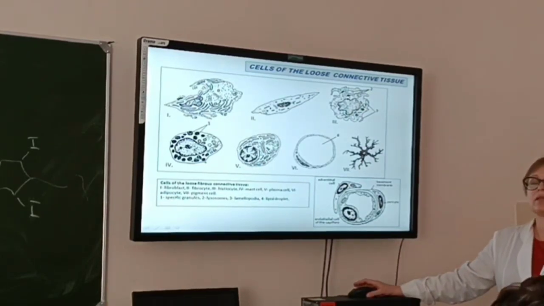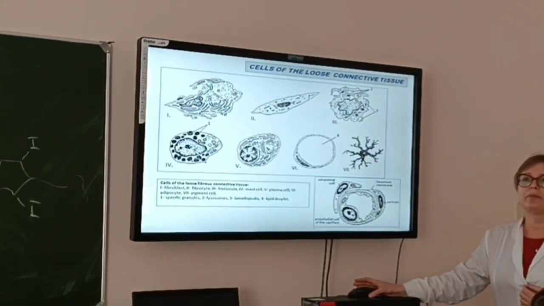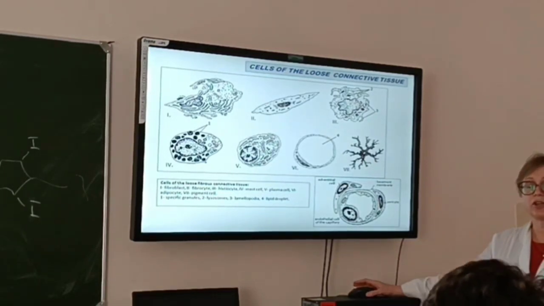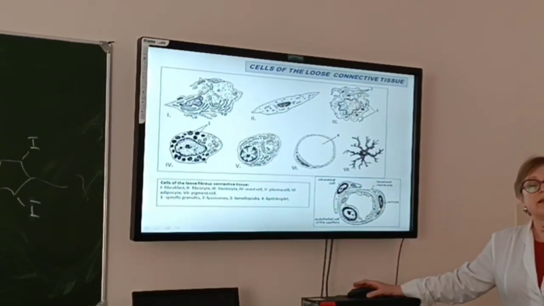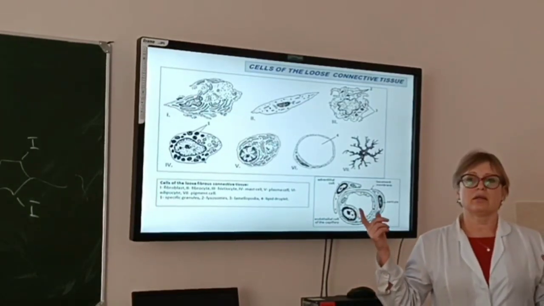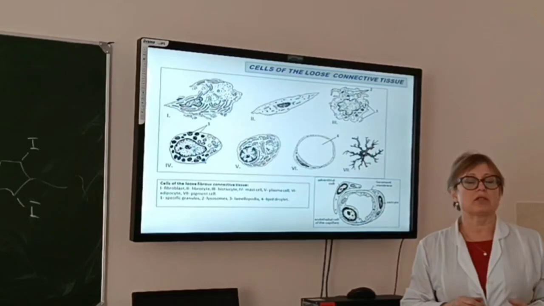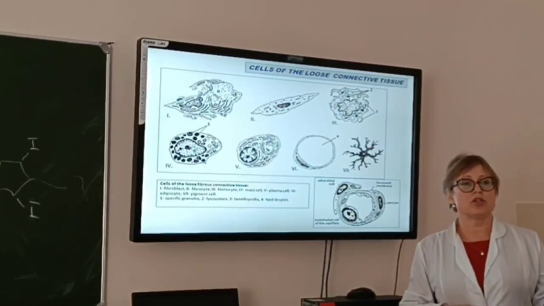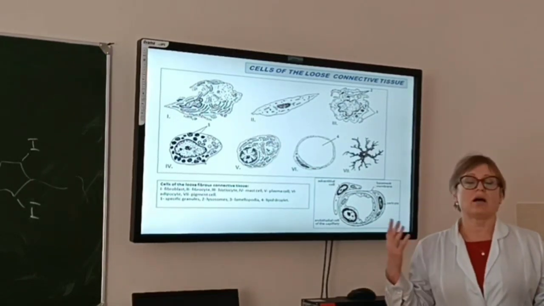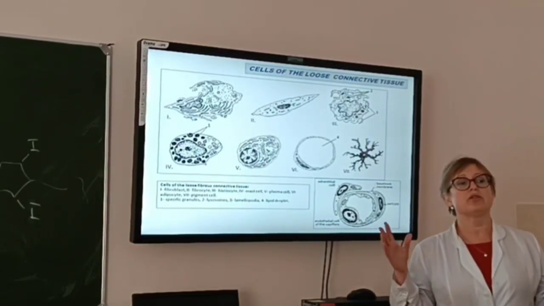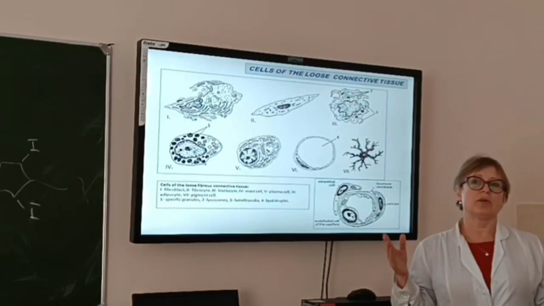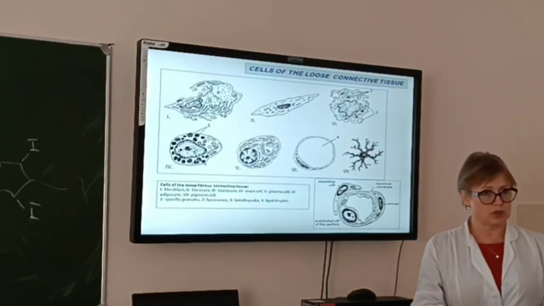Actually, the main function of this cell is production of material of the extracellular matrix, both fibers and ground substances. So this cell will be present in any type of connective tissue, but we give them different names. For example, in tendon, fibroblast and fibrocytes we name as tendocytes. In bone tissue, osteocytes, osteoblasts. In cartilage, chondrocytes, chondroblasts. But actually, all these cells will produce extracellular matrix that will be specific for the type of tissue.